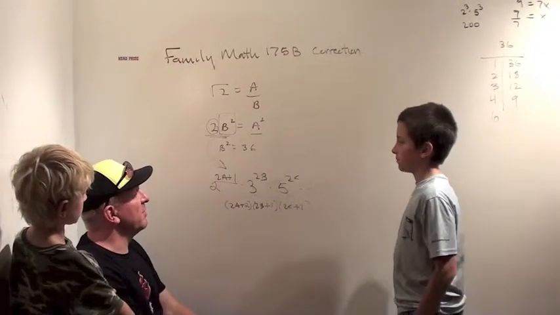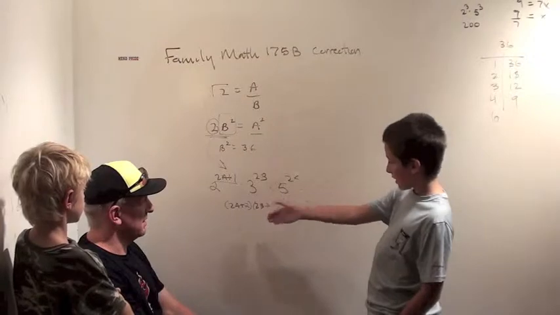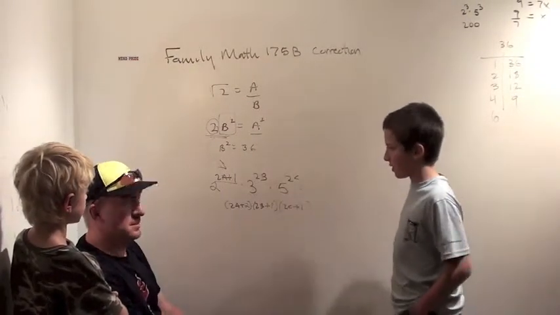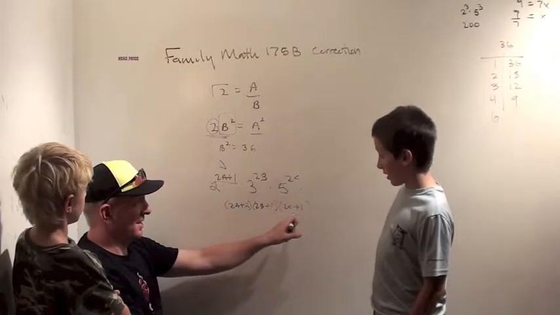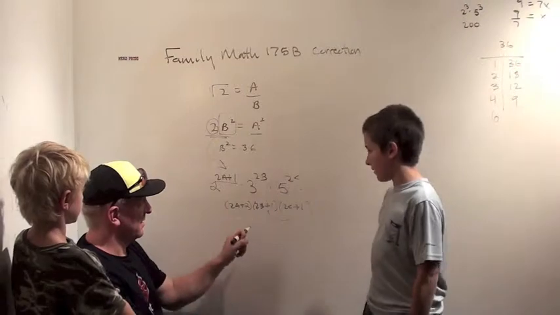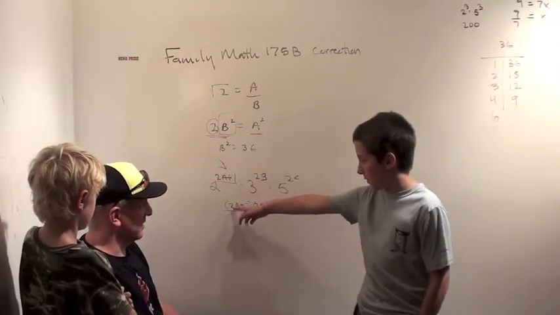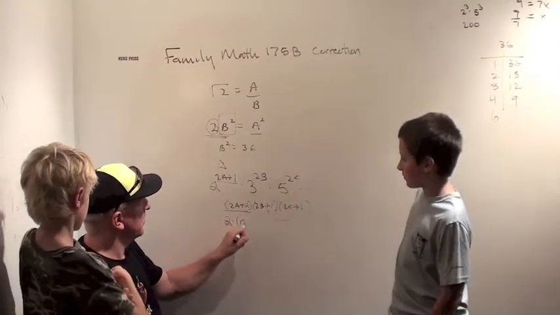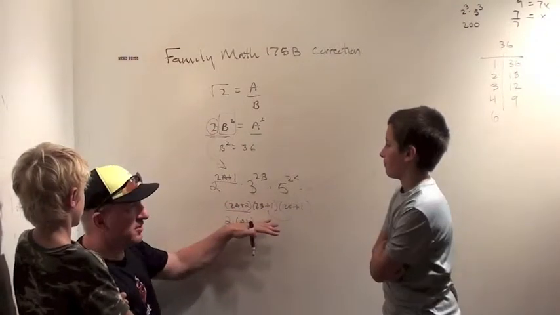What can you tell me about my product here? This is going to be even. Why? Because odd times odd is odd, and then odd times even is even. Why is 2a plus 2 even? Well, 2a is even, and then 2 is even. Right, this is 2 times a plus 1. So I get an even number of factors.